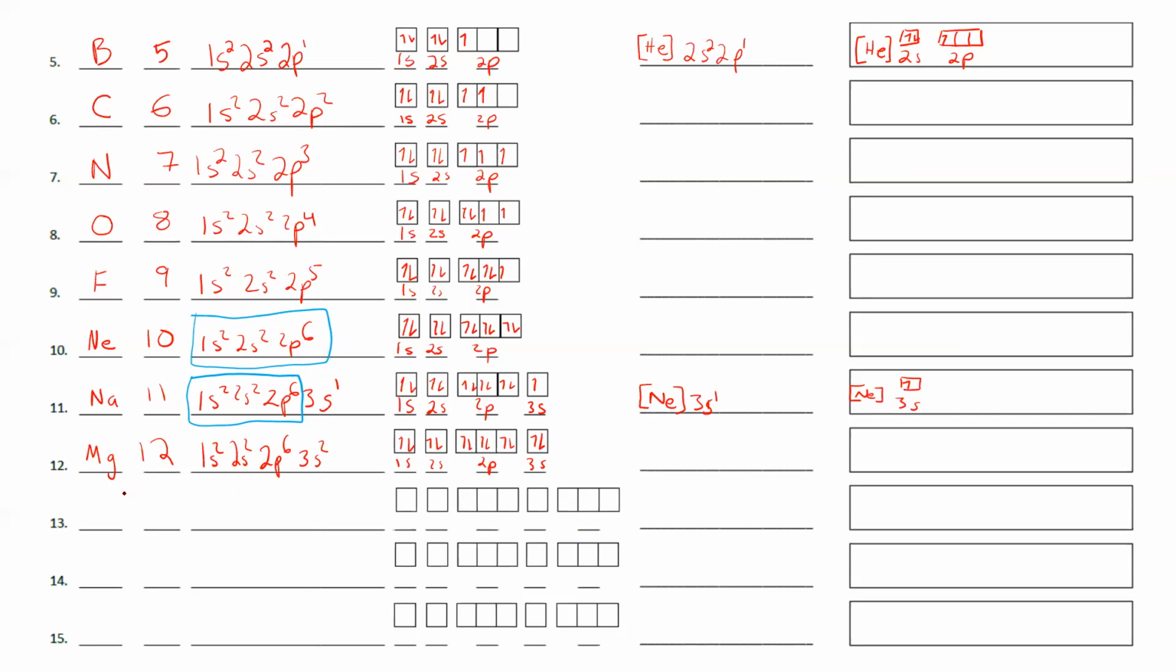Okay. On to aluminum with 13 electrons, 1s2, 2s2, 2p6, 3s2, and now we're on to the 3p orbital, so 3p1. So we've got our 1s, 2s, 2p, 3s, and 3p orbitals now, and we fill it the same way with all 13 electrons in there.